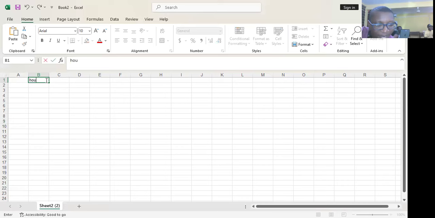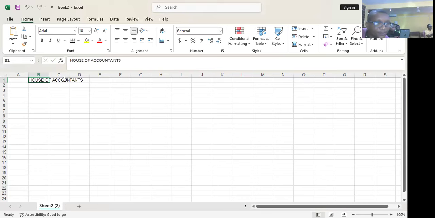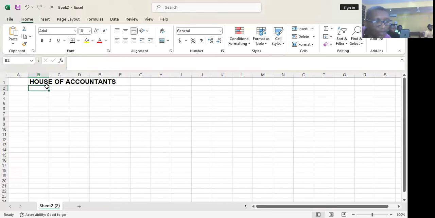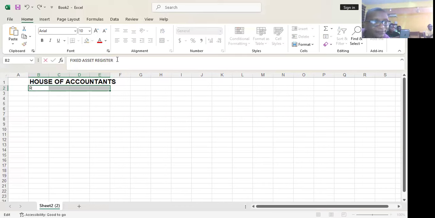The name of company is House of Accountants. House of Accountants. What this one is all about is fixed assets register. Don't tell me I'm too fast when you are still looking at me. So make sure you start now so that we will arrive at the same junction.